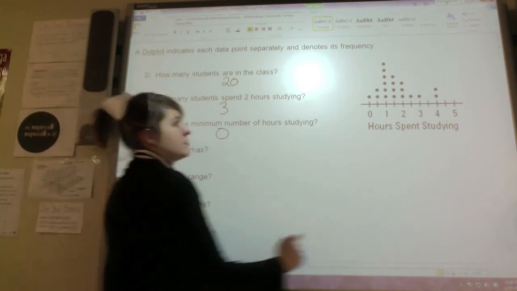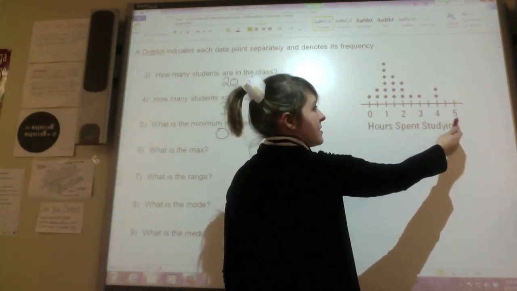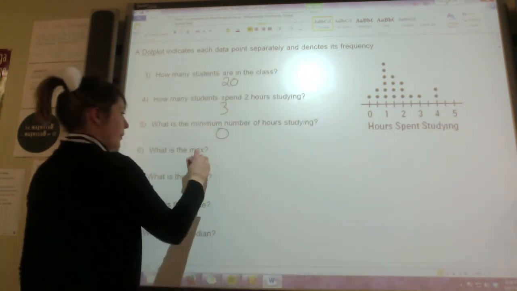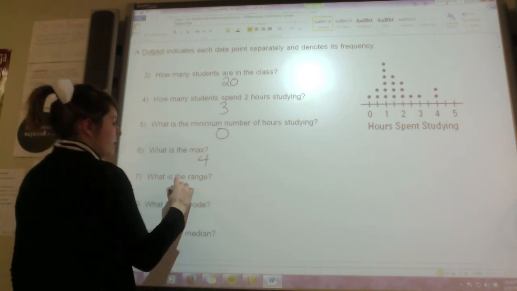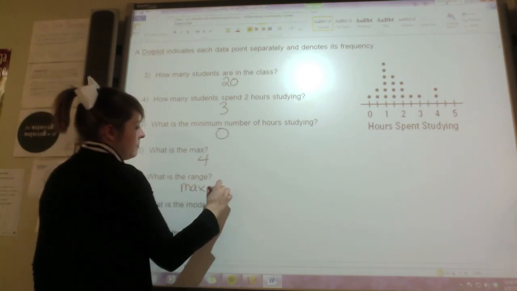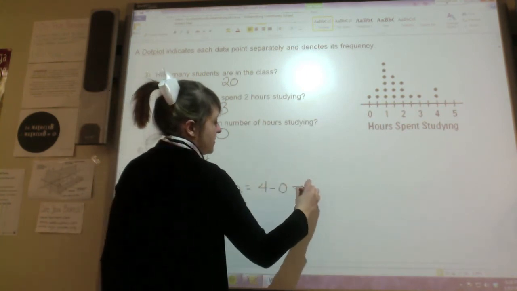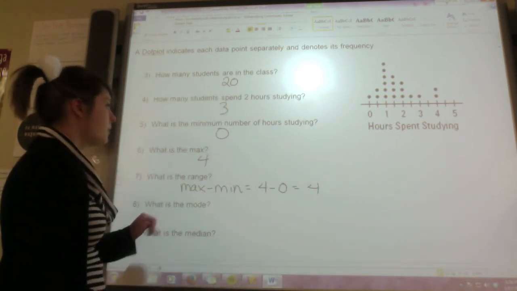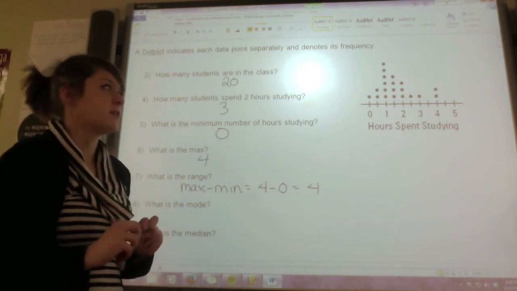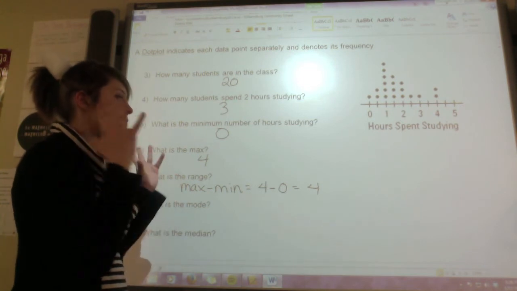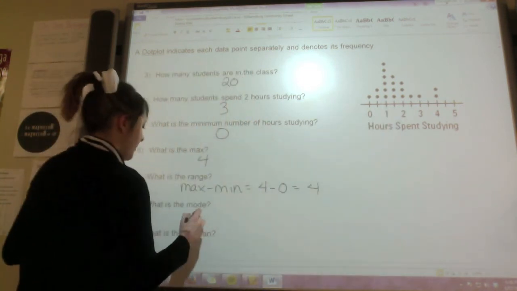Okay, what is the maximum? Notice that on my plot I have a 5, but I don't actually have any students there, so my maximum would actually be 4. Okay, what's the range? So range, we always talk about maximum minus minimum. So my maximum in this case was 4, my minimum was 0, so the range would be 4. What is the mode? Remember that mode is the most popular, that's the way I like to think of it. It's just the thing that has the most dots on it. So in this case, my mode would be 1.